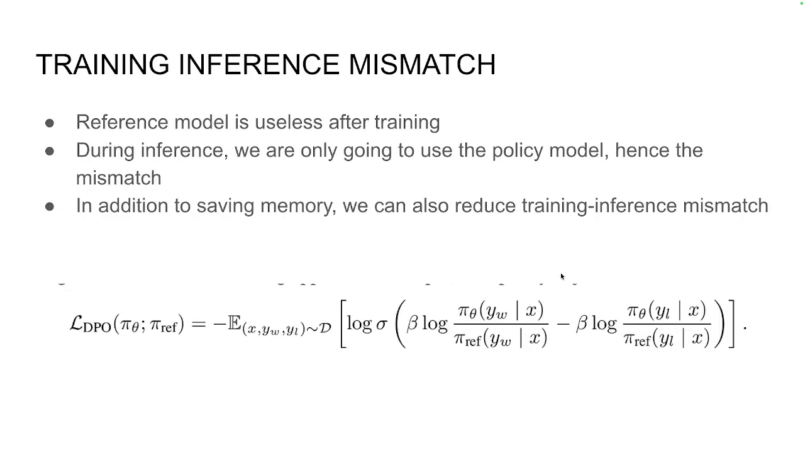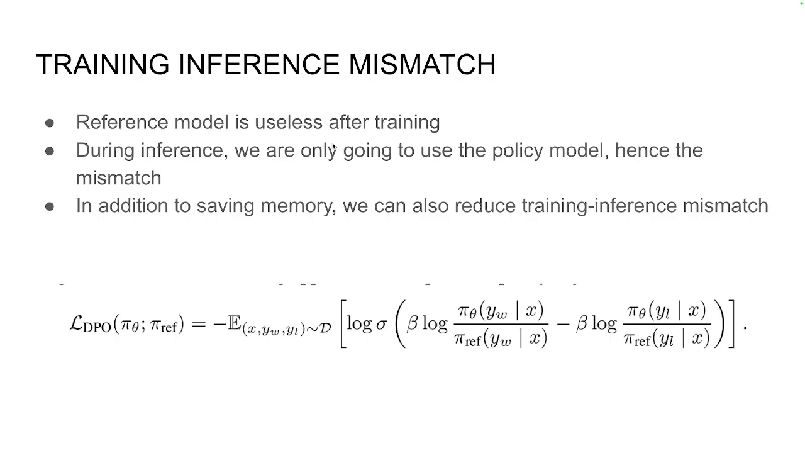Another thing is the training inference mismatch. While training, you have the reference model. If you see the DPO loss, you have the reference model while training. But after training, you do not have the reference model, so basically your reference model is useless after training. Also, during inference, you do not use the reference model. So there is a training inference mismatch.